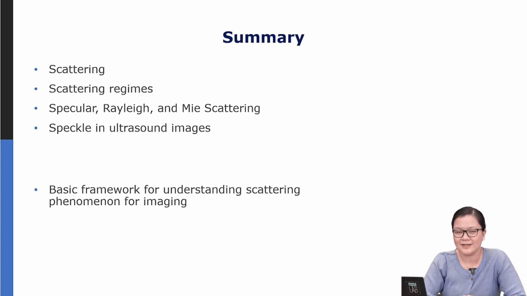So in summary, we've talked about the scattering phenomenon. We looked at different scattering regimes, as well as specular scattering, Rayleigh scattering, and Mie scattering, which depend on the size of the object or the structure in the tissue relative to the ultrasound wavelength. We also looked into speckle in ultrasound images. Now this lecture will form the foundation for the next stages when we look at ultrasound imaging.